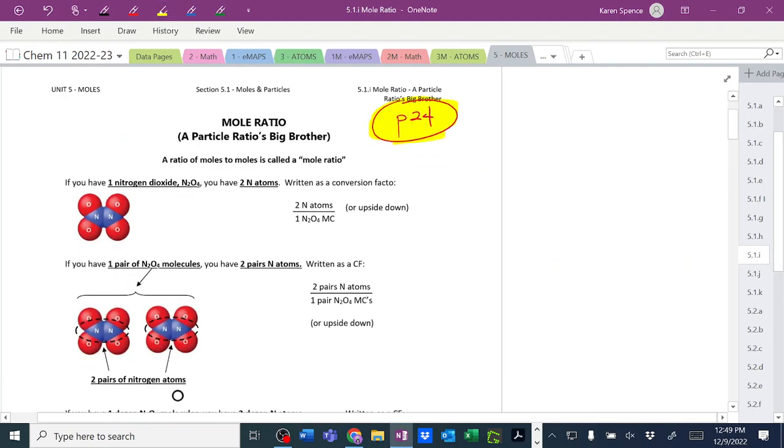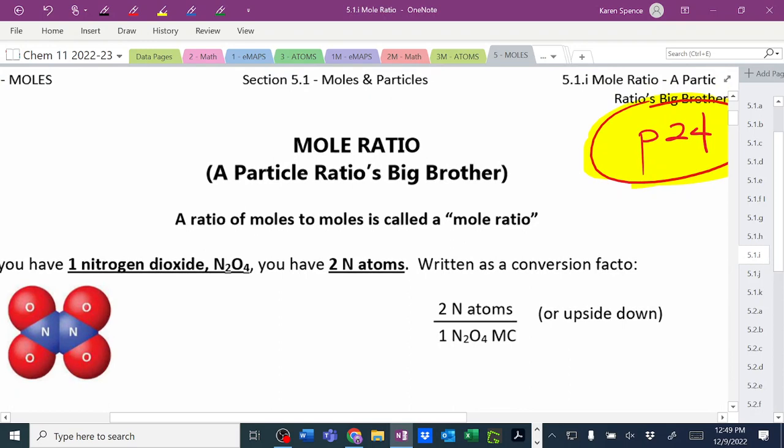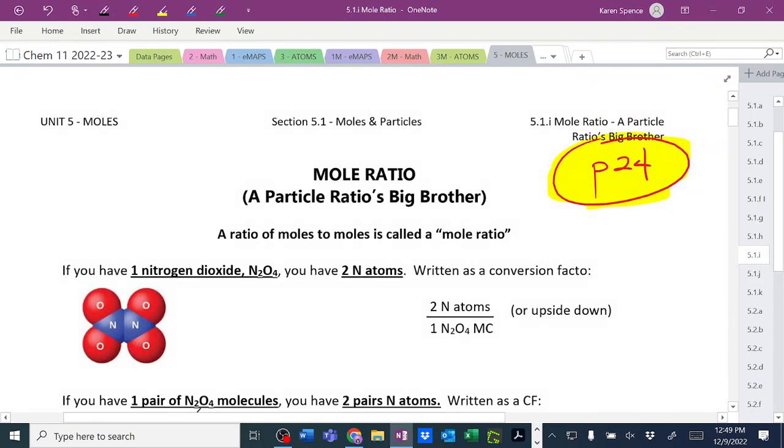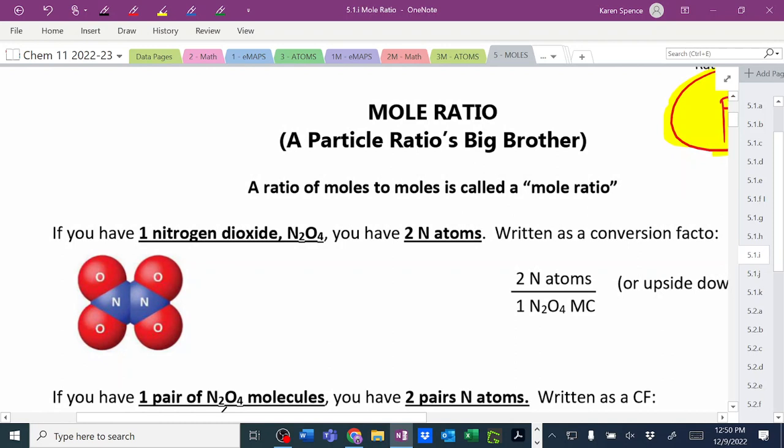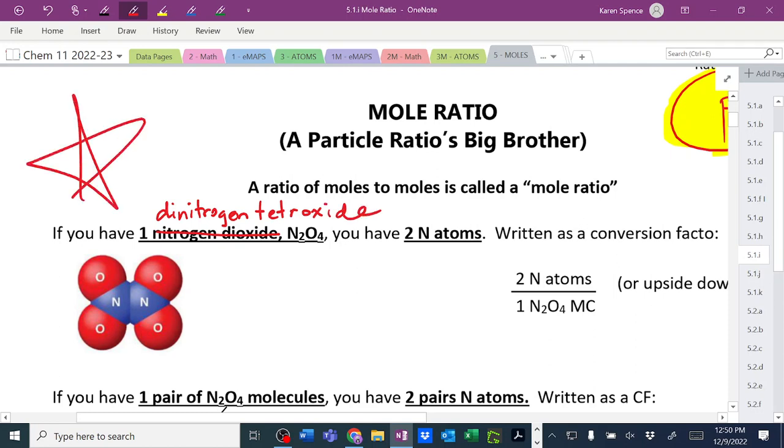And this is the mole ratio. And I like to refer to this as the particle ratio's big brother. Okay? If you have one nitrogen, or sorry, it shouldn't say nitrogen dioxide, that should say dinitrogen tetroxide. Star there, so I fix it.